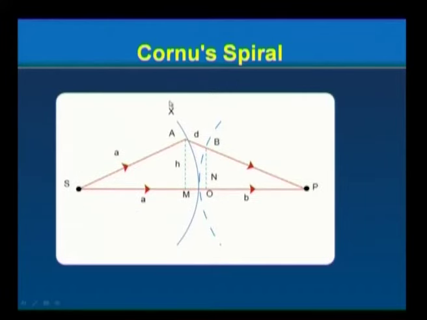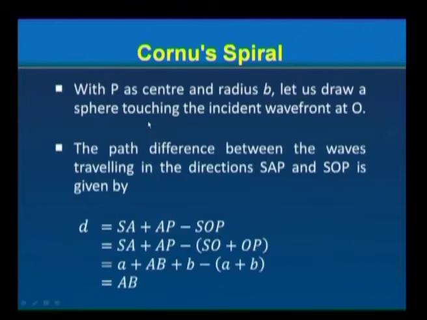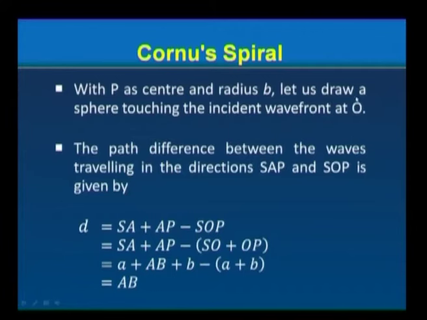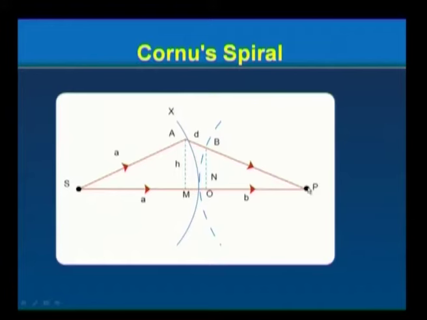You should know the things: you have a source here, the point P is here where the intensity is to be determined, and the wavefront is here. You have to draw perpendiculars from here to here. The mathematics and the final expression I am going to get will all make use of A, B and these distances. With P as center and radius B, let us draw a sphere touching the incident wavefront at O. With P as the center and B as the radius, draw a circle. There is a dotted circle, which will be touching the wavefront at the pole at this point.